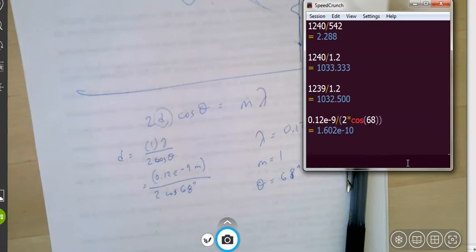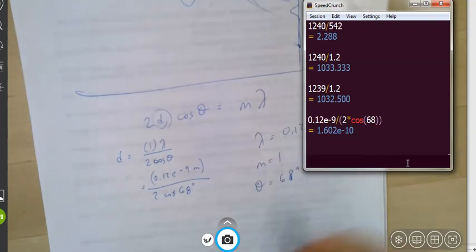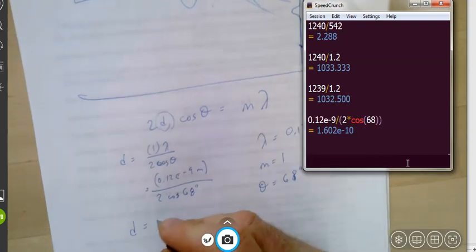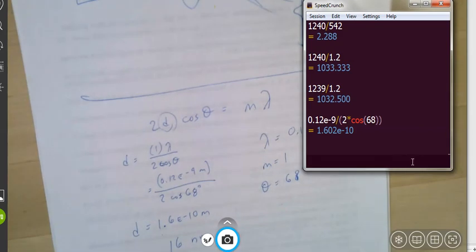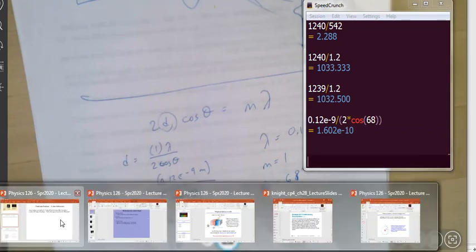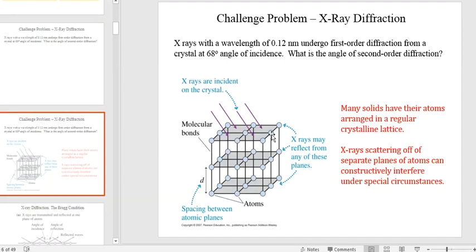Okay. So the result that I get here is that d is equal to 1.6 times 10 to the minus 10 meters. That's 16 nanometers, the spacing between these planes of atoms. So in other words, if I go back to the slides here, this plane and this plane are separated by about 16 nanometers, right? Same with this plane and this plane. They're also separated by 16 nanometers.